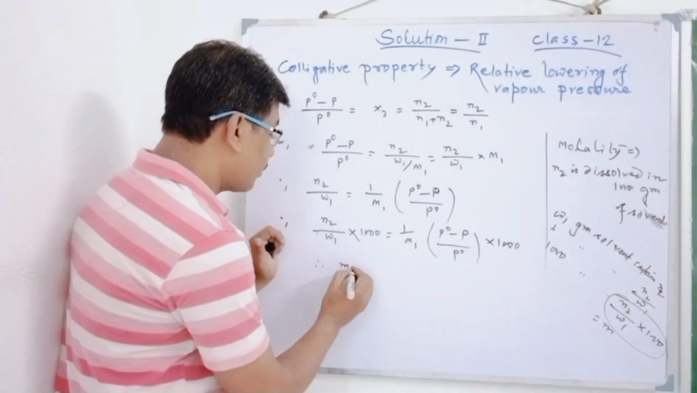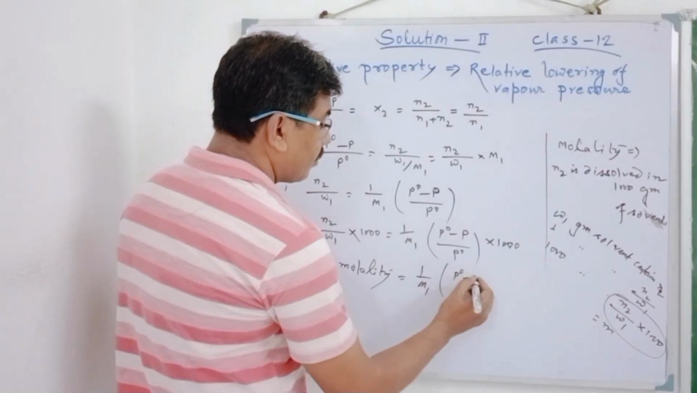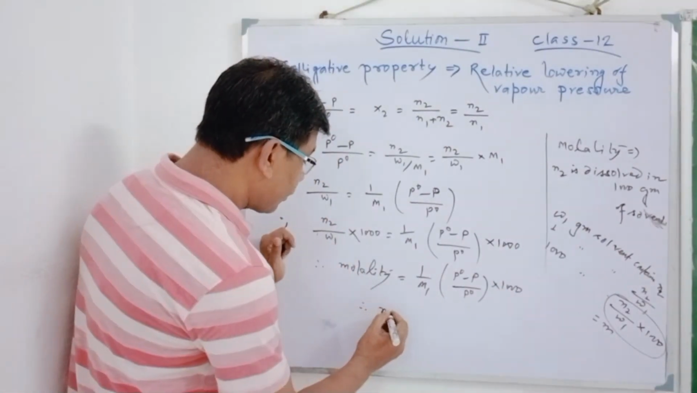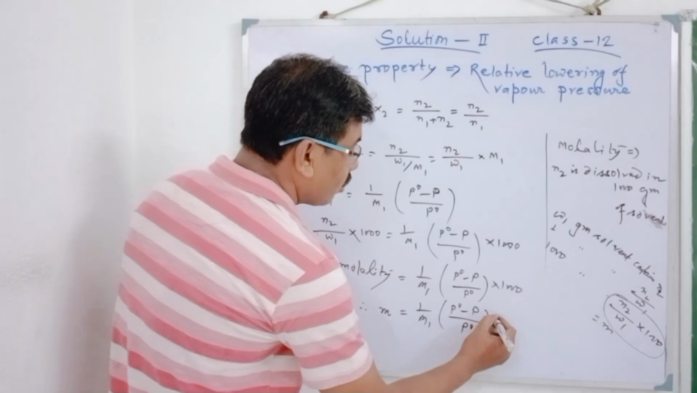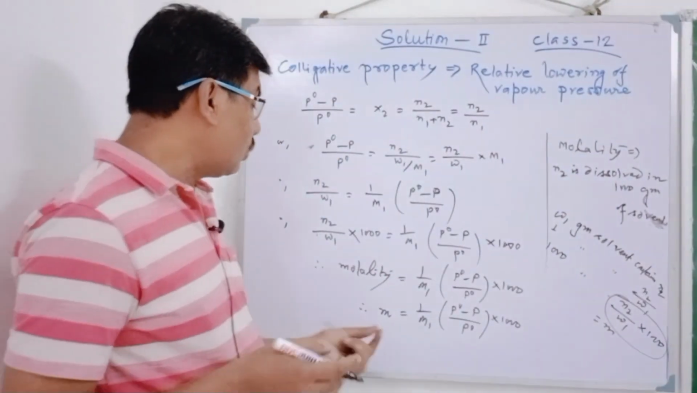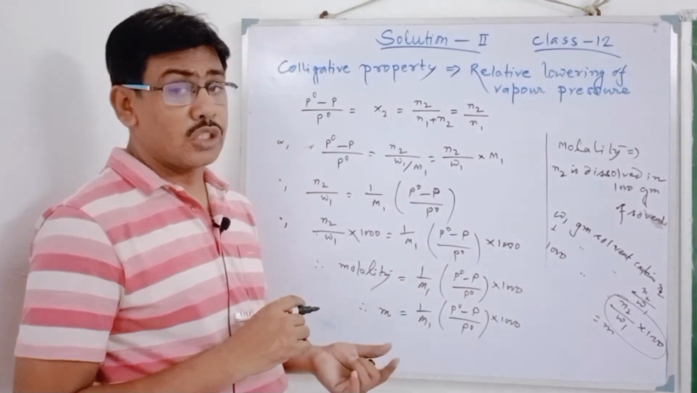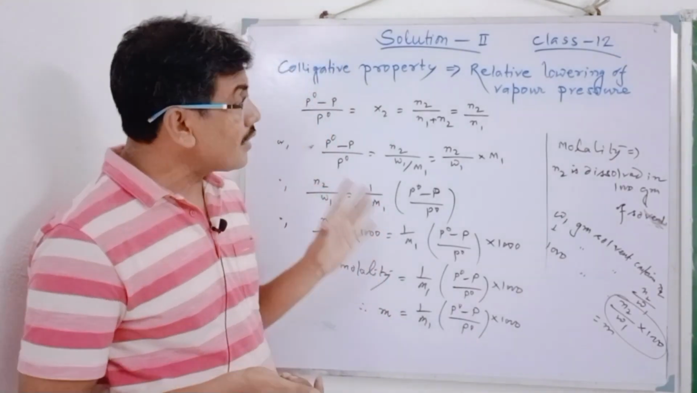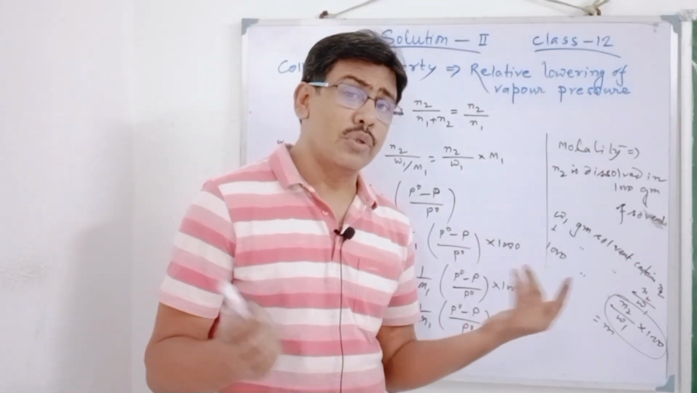Therefore molarity m is equal to 1 by M1 into (P naught minus P) by P naught into 1000. Thus we can determine the molarity of a solution if we know the molecular weight of the solvent and the vapor pressure of pure solvent and that of the solution. Then we can easily determine the molarity of a solution. This is the relative lowering of vapor pressure, and from here we can determine the molecular weight of the solute and the molarity of the solution.